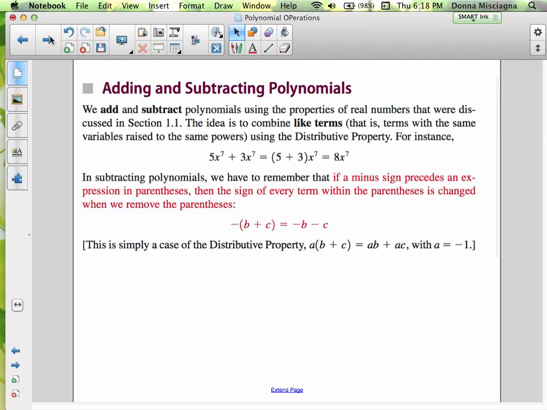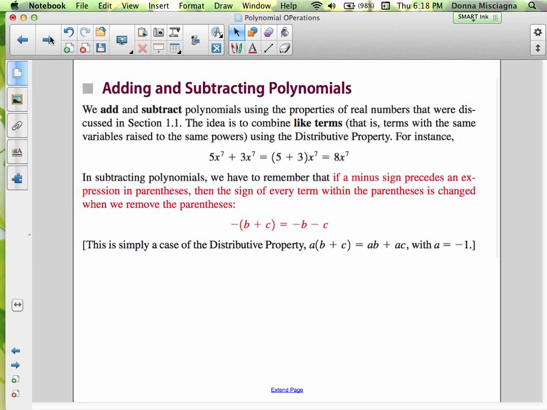No other reason. Adding and subtracting polynomials. So let's look at some operations. We'll start with addition and subtraction. We add and subtract polynomials using the properties of real numbers. The idea is to combine like terms, that is, the same variables raised to the same powers. And when we're adding, we add the coefficients.